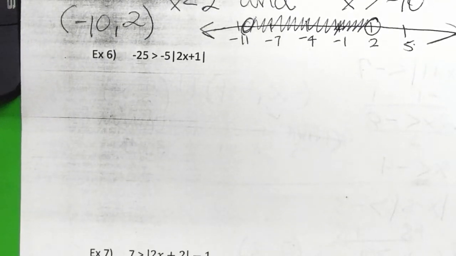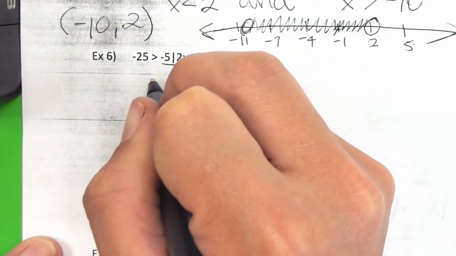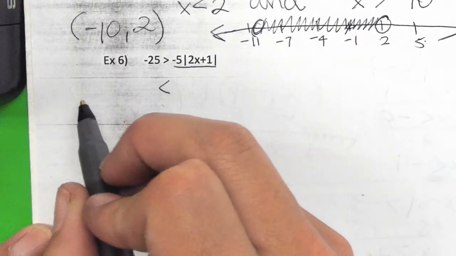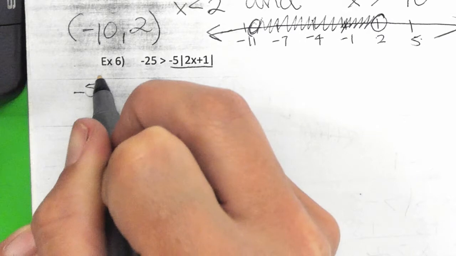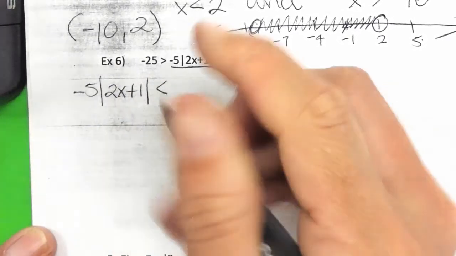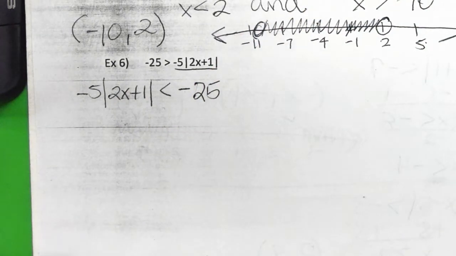Alright, next one. What do we notice about this one? It's backwards. So let's flip it. Do we change anything? Yes, the sign. Just the sign. Everything else needs to stay the same. So on this side, tell me what's right. Negative 5. And 2x plus 1. Nothing changes except their position and the inequality sign. Everything else stays the same.